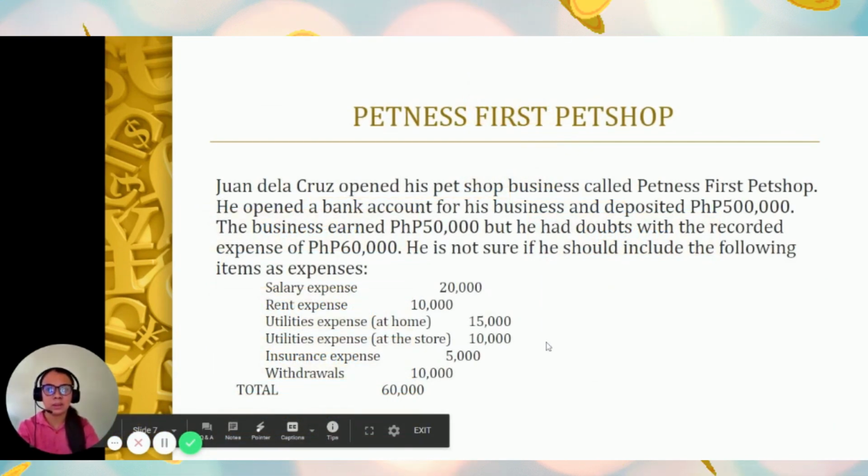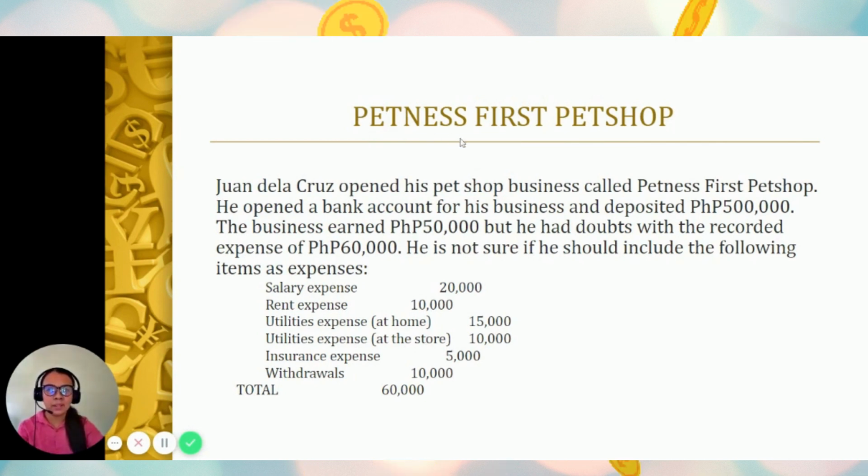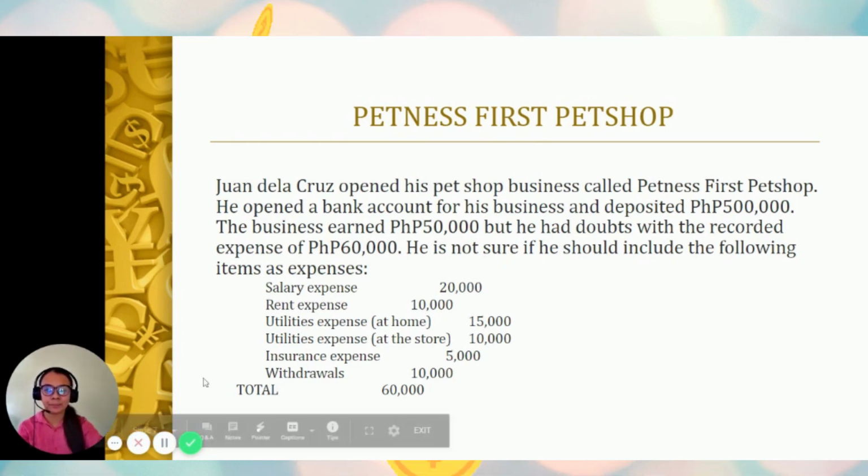Now let's take a look at this text. Petness' First Pet Shop. Juan de la Cruz opened his pet shop business called Petness' First Pet Shop. He opened a bank account for his business and deposited 500,000 pesos. The business earned 50,000 pesos, but he had doubts with the recorded expense of 60,000 pesos. He is not sure if he should include the following items as expenses.